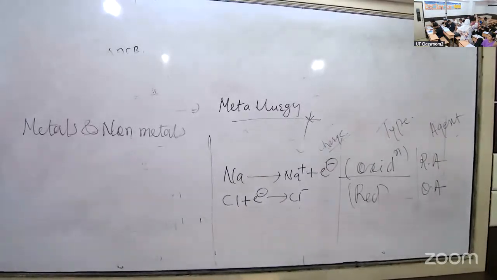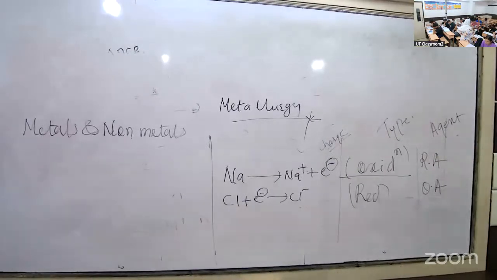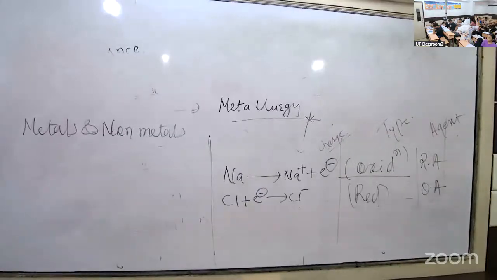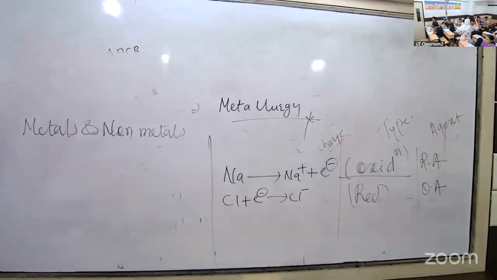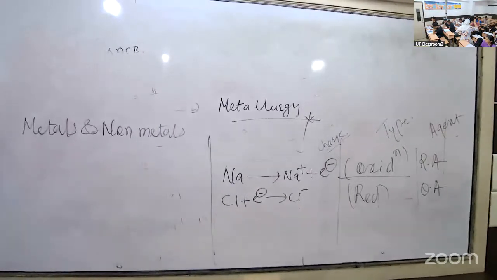Okay, starting from the top, the first one is potassium and the last one is gold. Now potassium, sodium, you might have done in class 9 also. They are very reactive. Sodium is kept in kerosene.